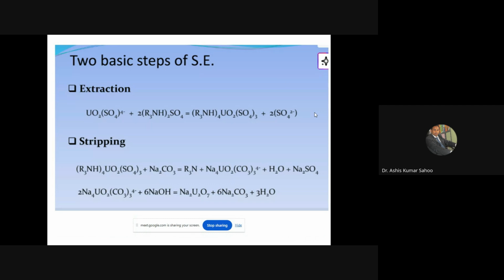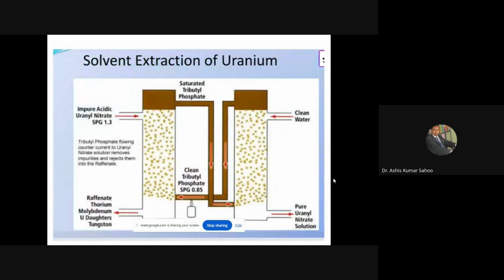So listen, these are uranium compounds used in this solvent. We get a complex type of compound, and this complex again reacts with sodium carbonate, a base-like substance. This base will remove the amine parts from the extraction. In the next step, we'll have a uranium complex here. These are the industrial processes of solvent extraction of uranium.